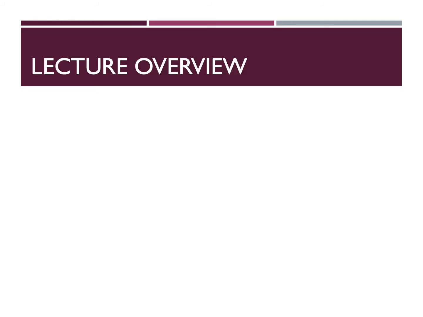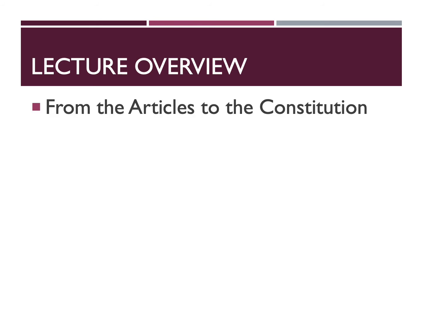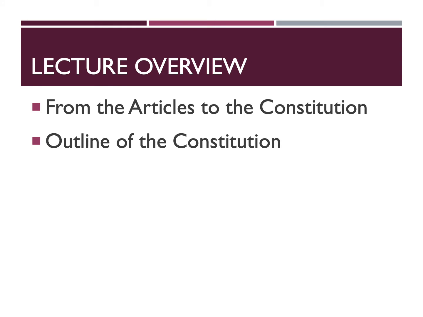All right, so what is this lecture going to cover? Well, we are going to take a brief look at the Articles of Confederation and the pathway from the Articles of Confederation to the Constitutional Convention. We'll do a brief outline of the Constitution. They give you much more information in the textbook, but I just want to make sure that you understand how the Constitution is organized, and you can read more of the details in the text.